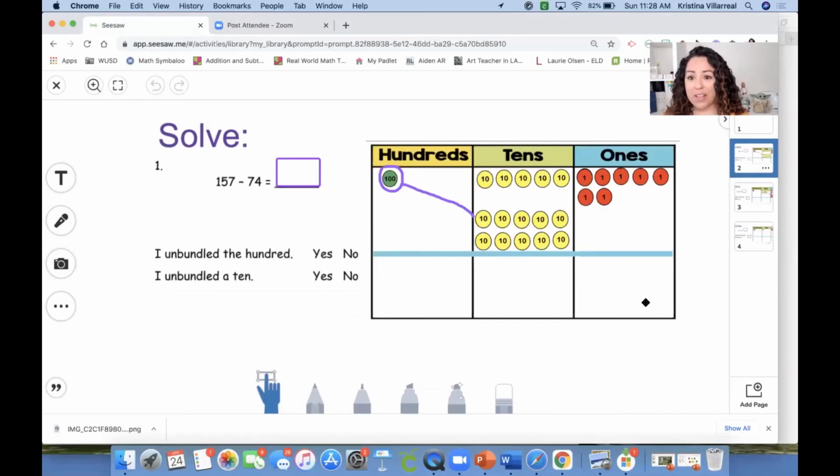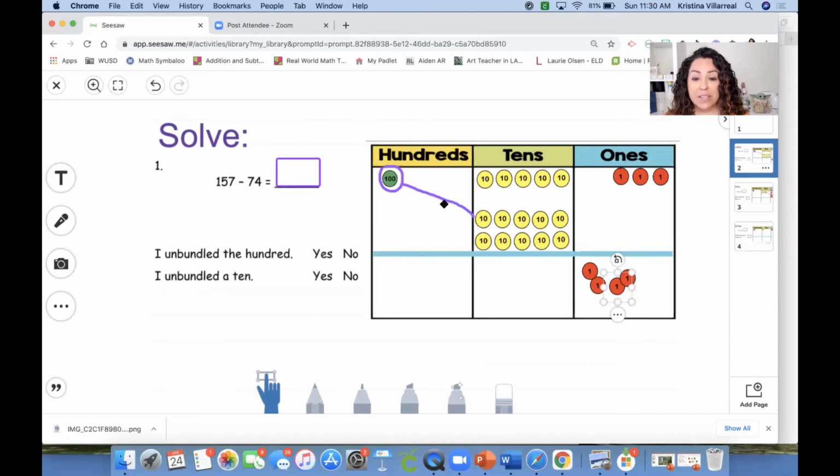Okay, so you have all of this stuff on Seesaw today, so what are you going to do? Well, I did most of the hard work for the first problem. So what I want you to do is I want you to subtract. So let's go ahead and look right here. I have 157 take away 74. Now, I looked at my ones and I saw 7 ones take away 4 ones. I put this line right here, and what I want you to do is I want you to take away 4 ones. So let's do it. 1, 2, 3, and 4. So I'm left with 3 ones.